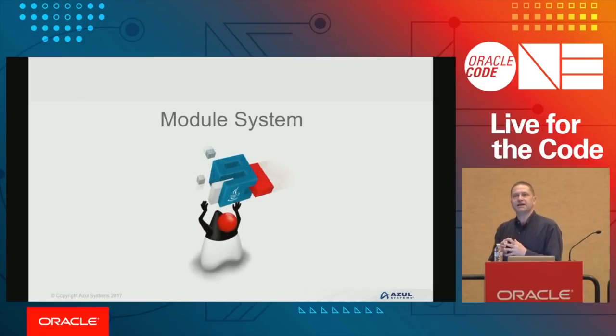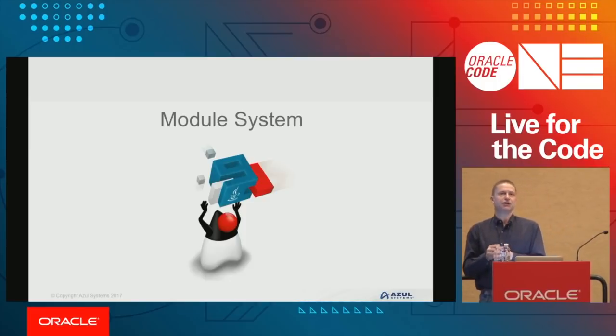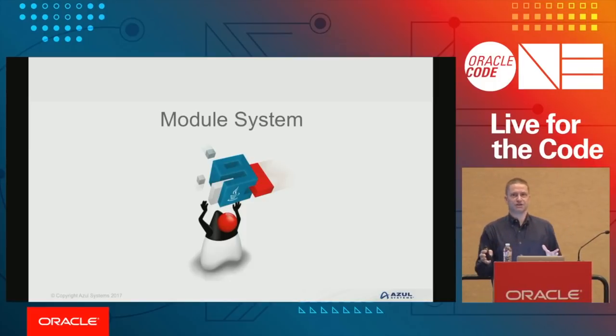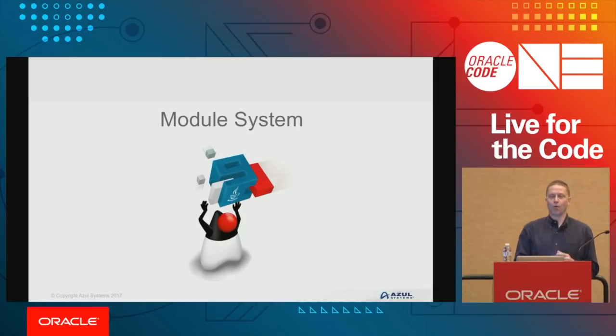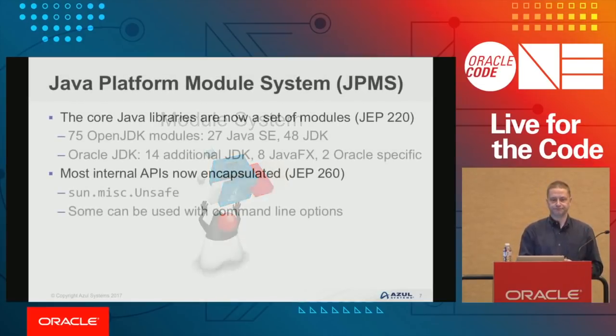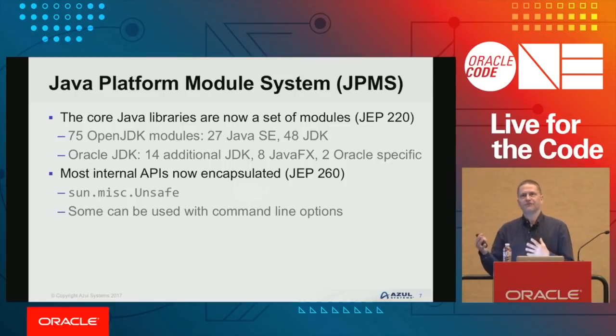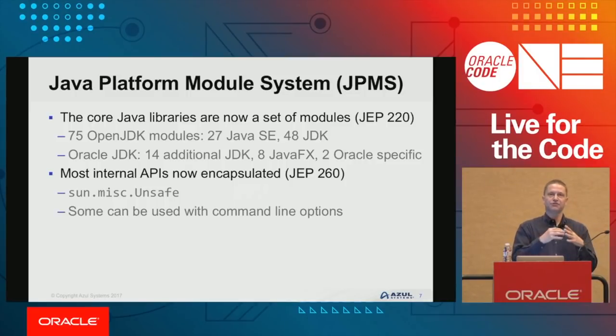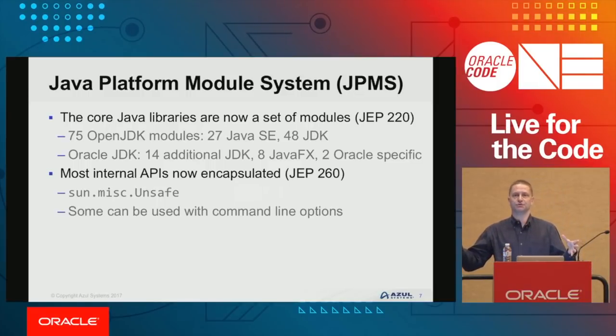Right, so in JDK 9, the really big change is the module system. So let's talk about what that means in terms of migrating applications from JDK 8 without modules to JDK 9 where you have the module system. So the reality of modules and the Java platform module system is there's two sort of major things to this. The first is that the core libraries of Java are now broken up into a set of modules.